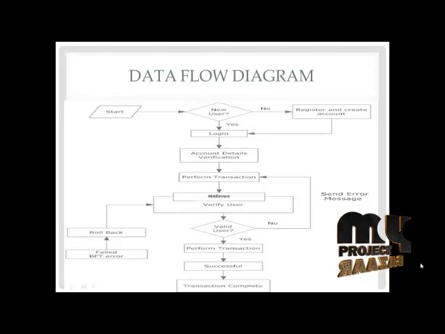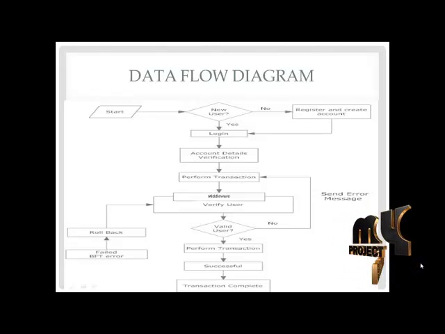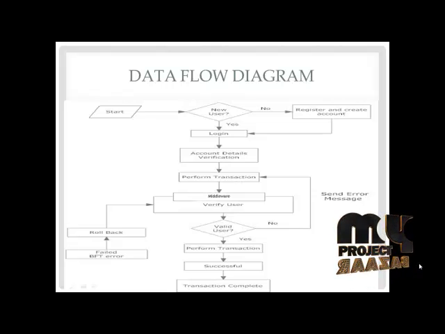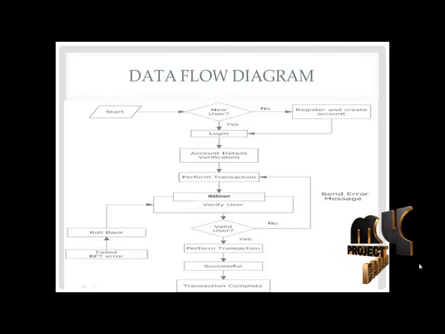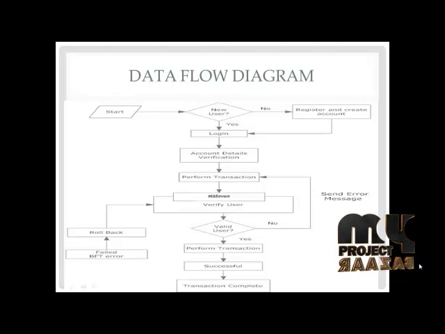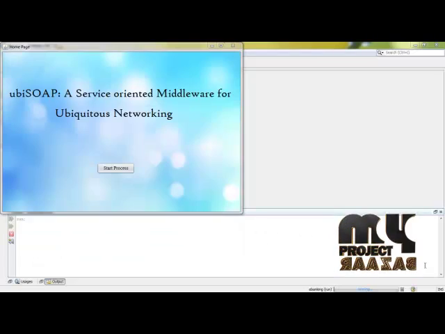The whole process is controlled by the middleware. If any error occurs like a BFT error, the middleware asks the user whether to continue the process or not. If the user gives permission, then the middleware continues the process. Finally, the transaction will be successfully completed.